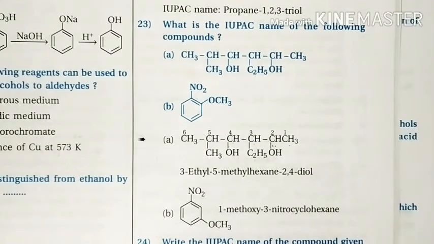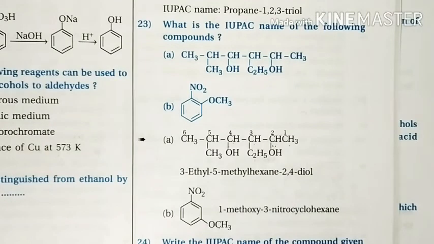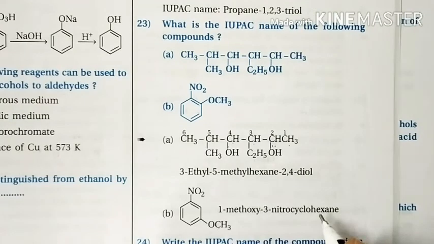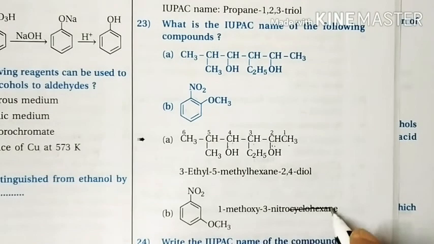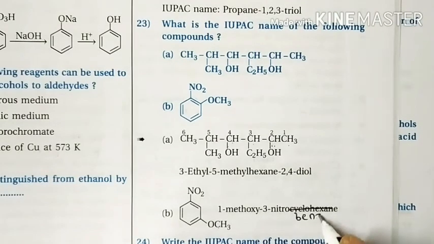No. It's not a 1 methoxy. There is a mistake in the name, because in this case the name is 1 methoxy 3 nitro. It's not cyclohexane. It's benzene. Okay, it's benzene. Next one.